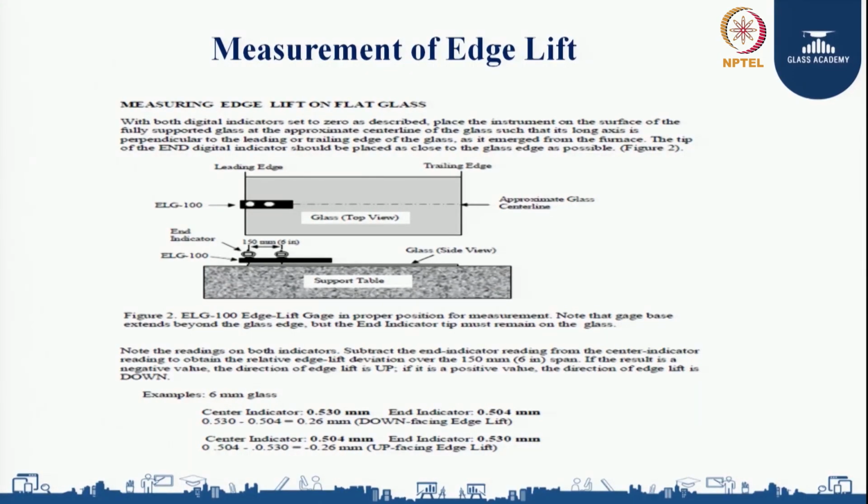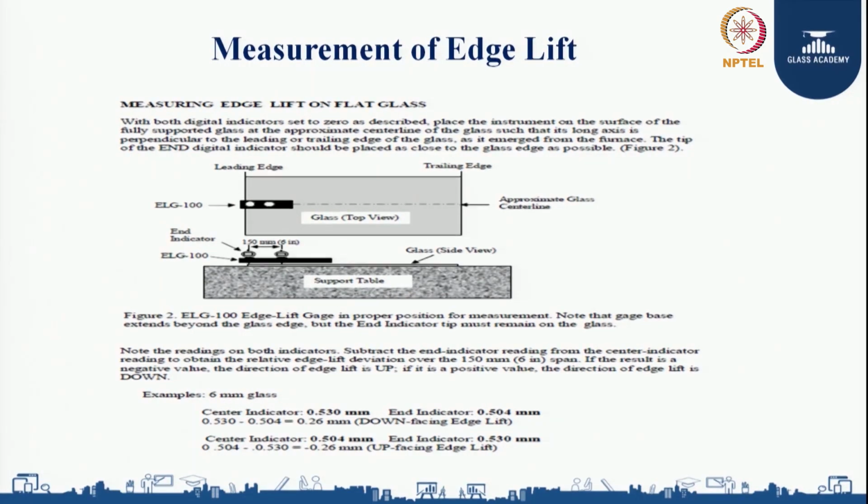As it emerges from the furnace, the tip of the end digital indicator should be placed as close to the edge as possible. So when I place the glass on the flatness table, I place the end gauge as close as possible to the edge of the glass, as you can see in the figure. This is my end indicator and the other one is my center indicator. For example, I am measuring on a 6 mm glass. The center indicator came to be 0.530 mm and the end indicator came to be 0.504 mm. So my actual edge lift is center indicator minus end indicator, which is 0.530 minus 0.504, which is positive 0.026, which indicates downside.